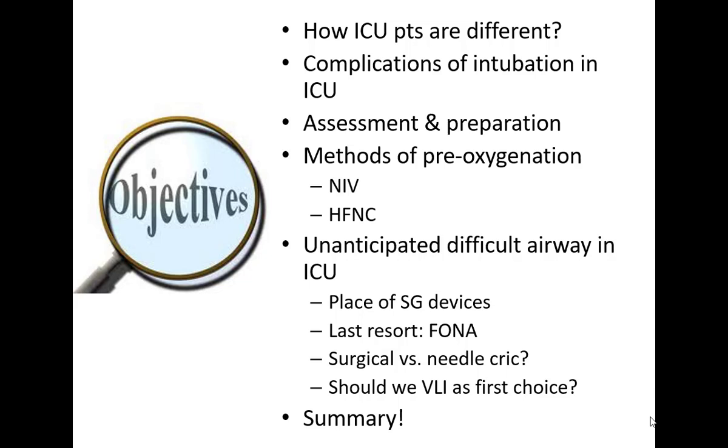Unanticipated difficult airway in the intensive care unit, and what is the place of the supraglottic airway devices. The front of the neck approach is obviously the last resort. I will spend a little bit of time on whether we should be doing a surgical versus needle cricothyrotomy. And there are lots of lessons to learn from what is called the NAP4 audit. Many of you will be aware of this NAP4 audit, and I will summarize that.